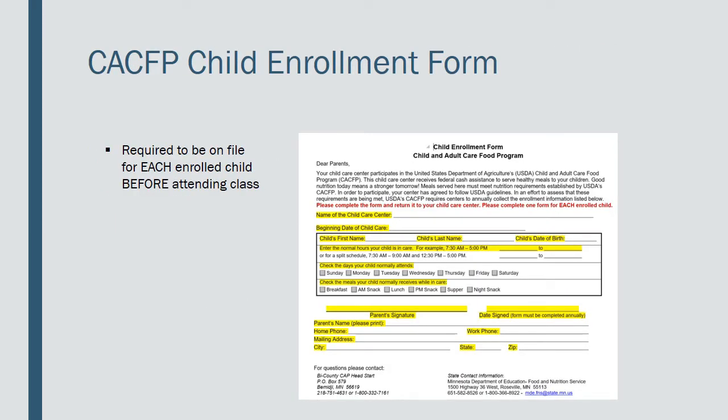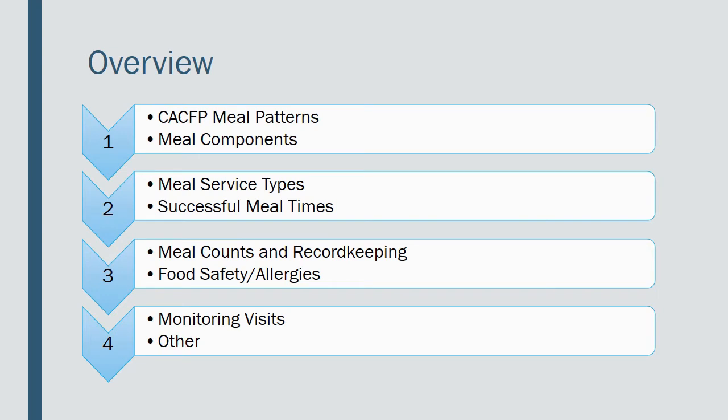Here is the CACFP Child Enrollment Form. This is given and to be filled out by the parents before the child attends the Center for Class Days. These are kept on file in our Child Plus database. Here's a quick overview of everything we will cover today, so let's just jump right in.